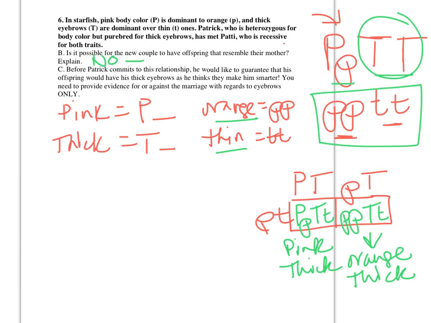Before Patrick commits to this relationship, he wants to be sure his offspring have thick eyebrows. If we look at what we just drew, both of them are going to have thick eyebrows if he gets it on with Patty. So if you're just talking about eyebrows, Patty's a good match. If he also wants to guarantee that all of his offspring are pink, does that work? How many offspring are going to be pink? Only half.